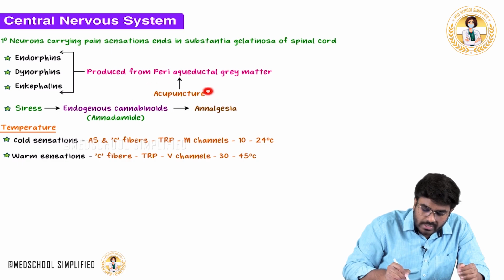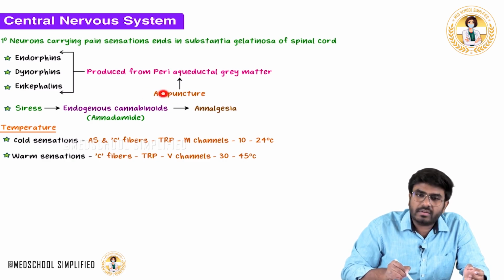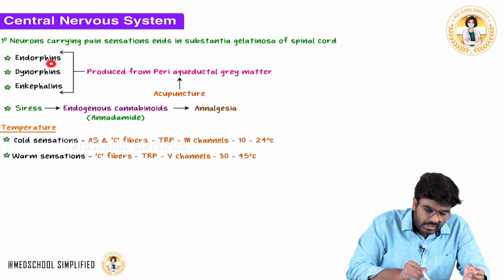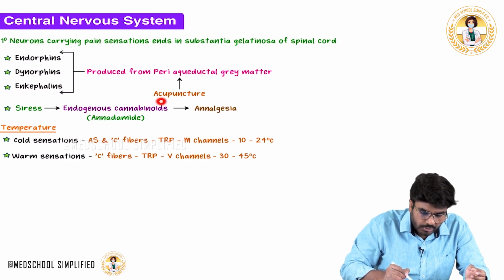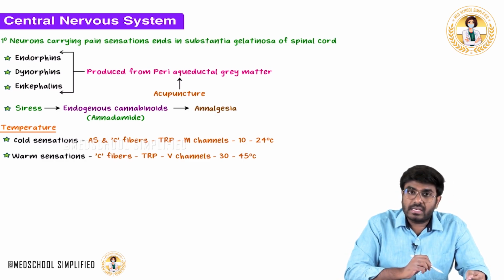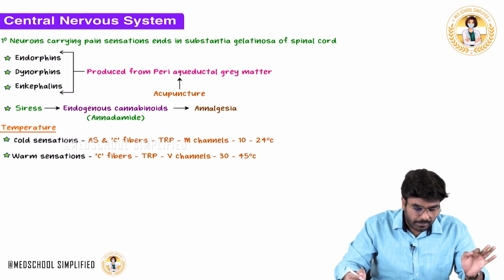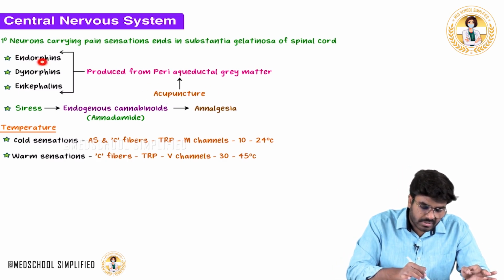Whenever a person goes through acupuncture, this kind of traditional Chinese medicine treatment, what will it do? Acupuncture is going to produce certain chemicals called endorphins, dynorphins and enkephalins. Which are produced where? They are produced in the periaqueductal grey matter. Now these are analgesic substances in the body. They will decrease the pain signal transmission. They will decrease the pain. So with acupuncture, these substances are produced that decrease the pain.